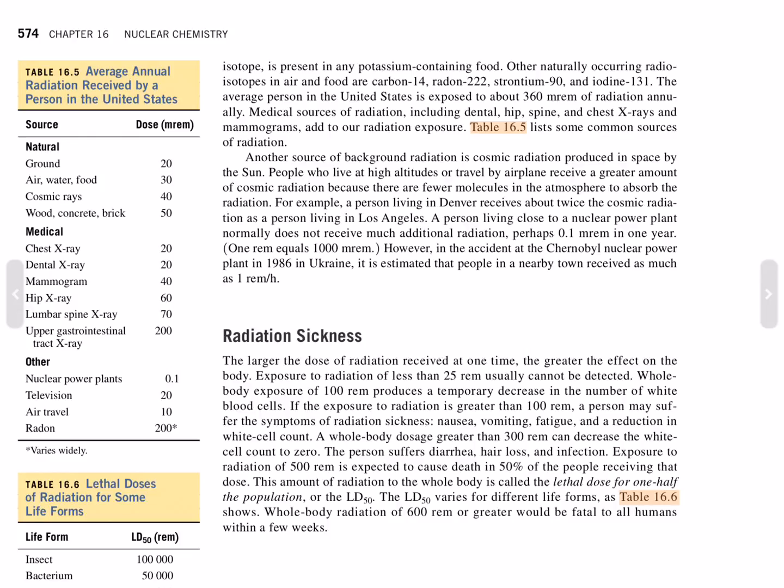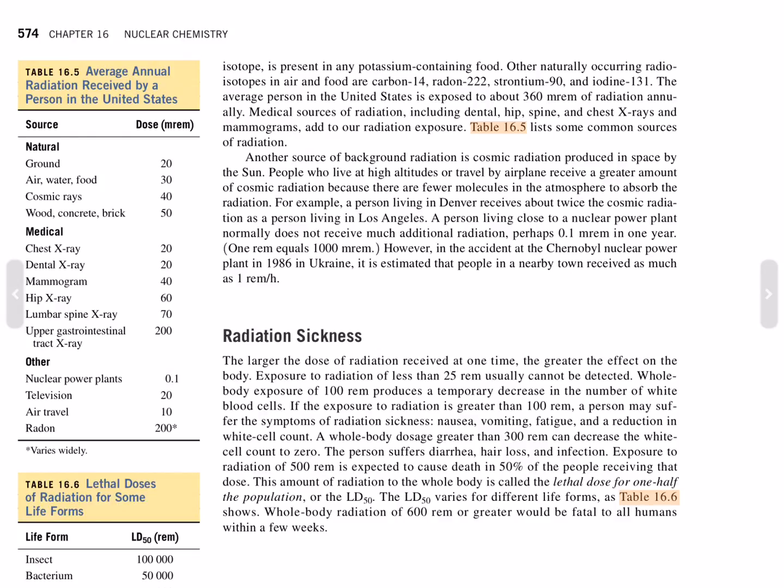The average person in the United States is exposed to about 360 millirems of radiation annually. Medical sources of radiation, including dental, hip, and spine X-rays and mammograms, add to our radiation exposure. Table 6.5 lists some common sources of radiation. Another source of background radiation is cosmic radiation produced in space by the sun. People who live at high altitudes or travel by airplane receive a greater amount of cosmic radiation because there are fewer molecules in the atmosphere to absorb radiation.